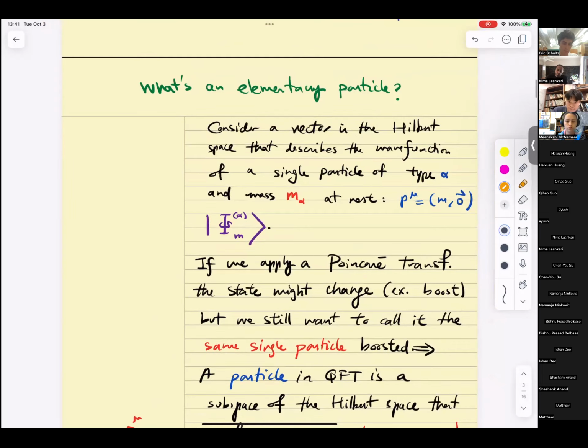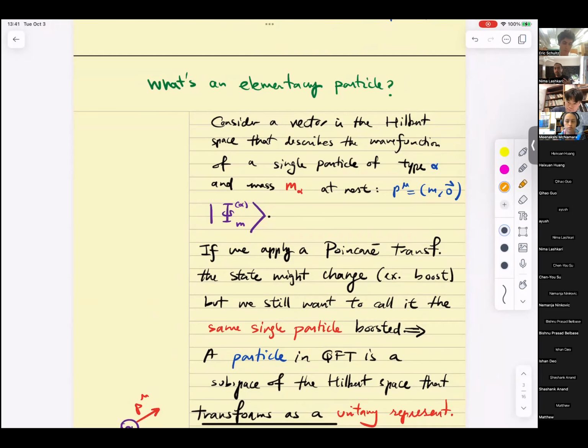So what is an elementary particle? I'll try to take a very intuitive point of view. You'll stop me if there's something that's ambiguous or unclear. Consider a vector. So now immediately I'm talking about quantum, right? When we're talking about representation theory, the symmetry group should always be a unitary or anti-unitary representation in the Hilbert space. This was Wigner's theorem, right?